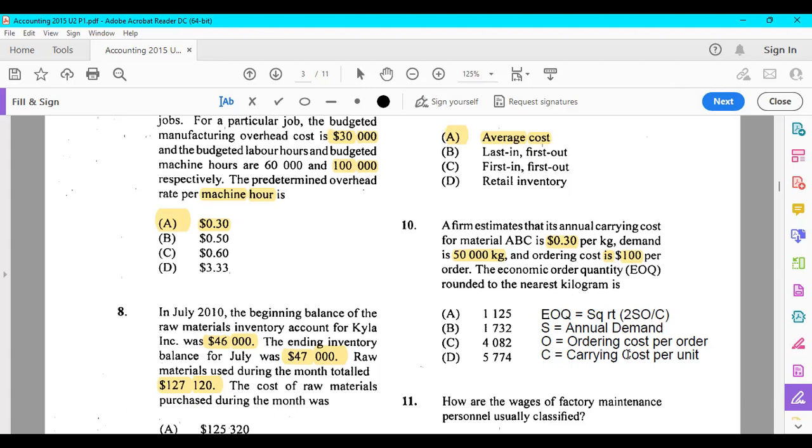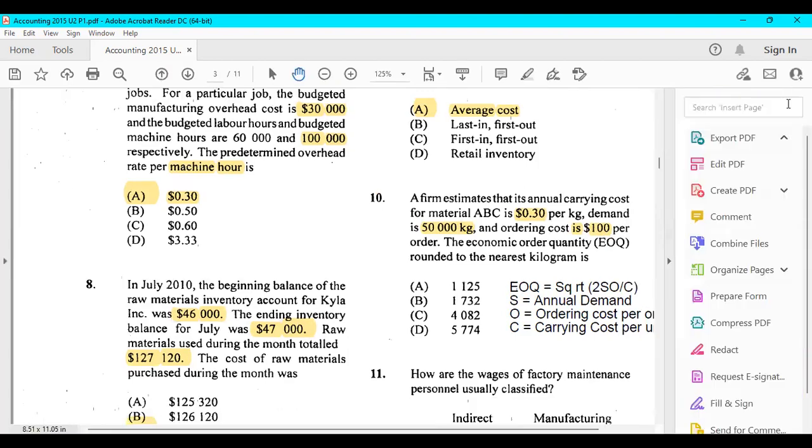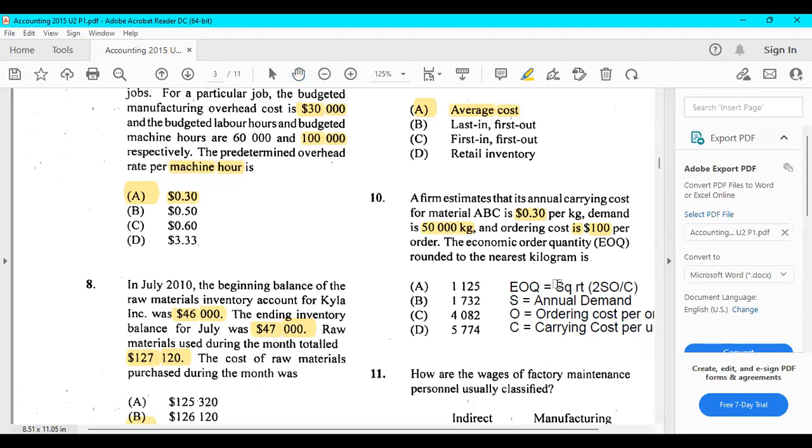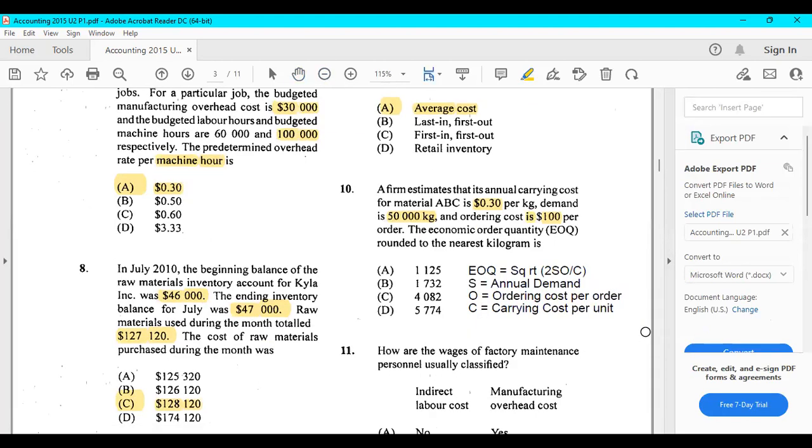So you'd end up with 2 times 50,000 times 100 divided by 0.30. You work that out and find the square root of all of that, which should give you 5,773.5. And you round that to the nearest kilogram. It is 5,774. So your answer would then be D. So the answer for this one is actually D, guys. D, right here.